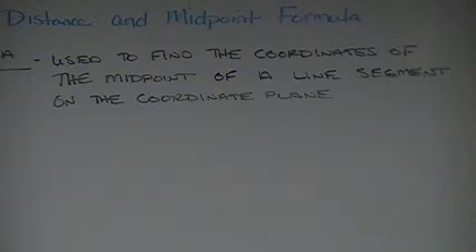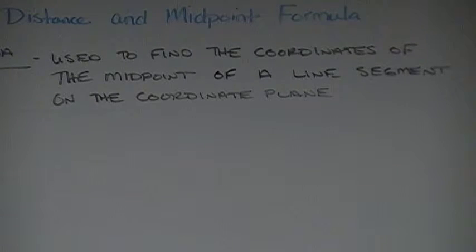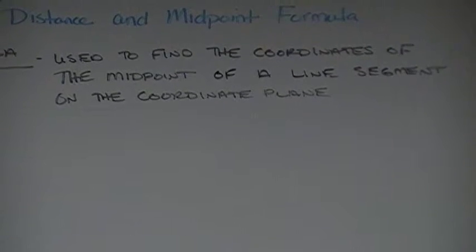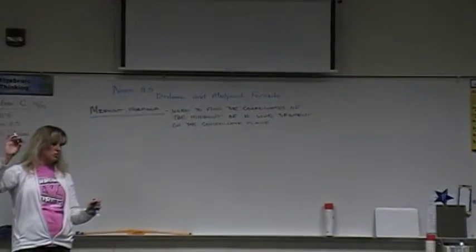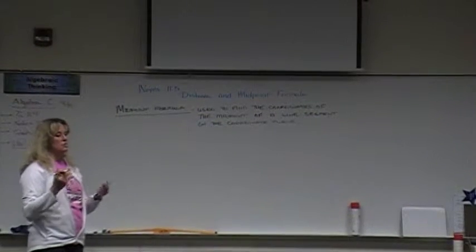So here's the reason why we use the midpoint formula. Obviously the midpoint formula is used to find the coordinates of the midpoint of a line segment on the coordinate plane. A line segment has two endpoints. If I wanted to find the midpoint on that line segment, it's a distance that's halfway between the two endpoints, and that's what we call the midpoint.